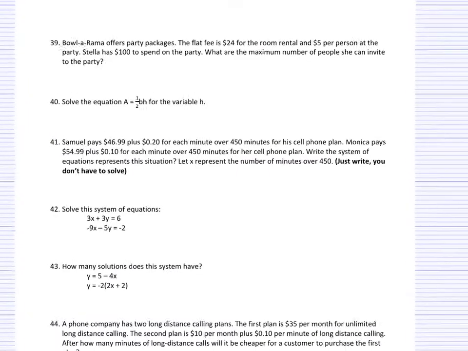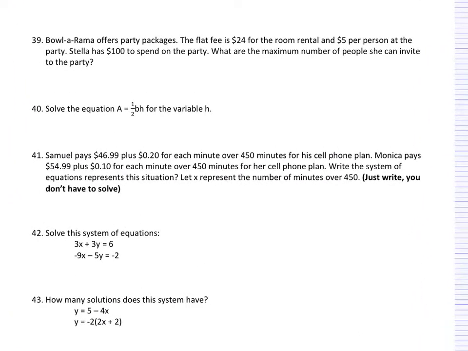Number 39, Bolorama offers his packages a flat fee of $24 for the room and $5 per person. So $24 for the room plus $5 per person, and Stella has $100 to spend. So I want the amount of money she spends to be less than or equal to 100, because if it's more, she can't afford it. So now that I've set up my inequality, I'm going to solve it, and the first thing I would do would be subtract 24, and I get 5p is less than or equal to 76.